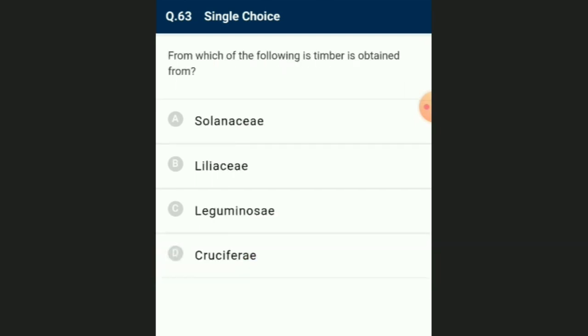Question number 63. From which of the following is timber obtained? Family Leguminosae or Fabaceae is one of the largest angiosperm families. It features a large number of plants. We are getting several economically valuable products, dyes, food crops, invasive species such as acacia, and some plants are ornamentals. Timber, for example, Dipteryx oleifera, Abrus, Pterocarpus, sun hemp. So the answer for this question is option C, Leguminosae.